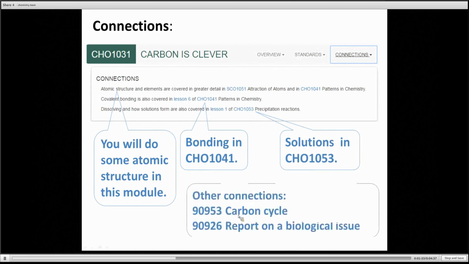Then there are other connections in terms of standards that are not in this course, but you could perhaps ask for them. So the 90953 carbon cycle internal with 4 credits, or the 90926 biology standard on a biological issue. So those are both internals that are quite heavily related to fuels and to carbon.